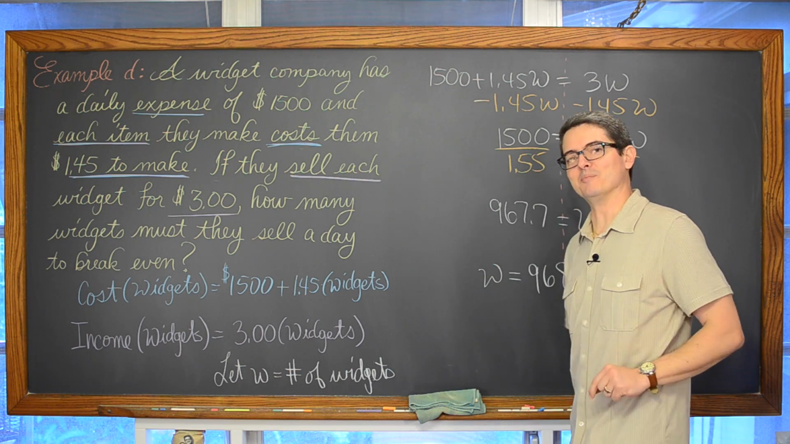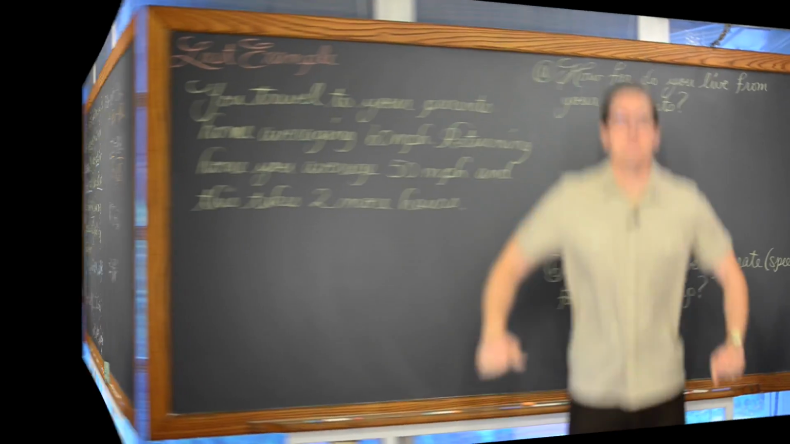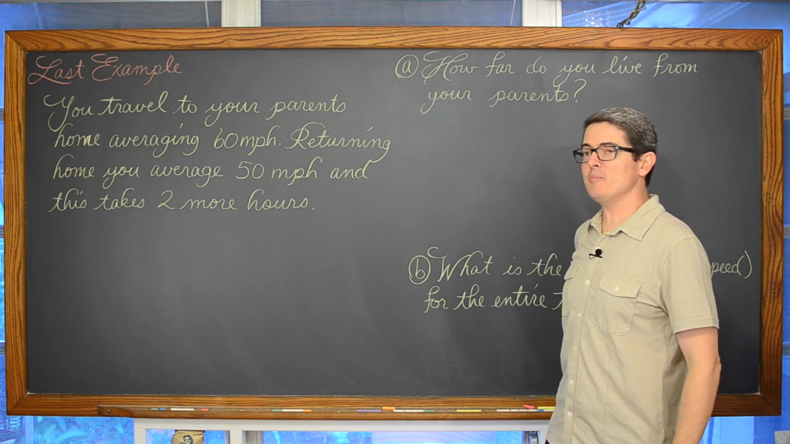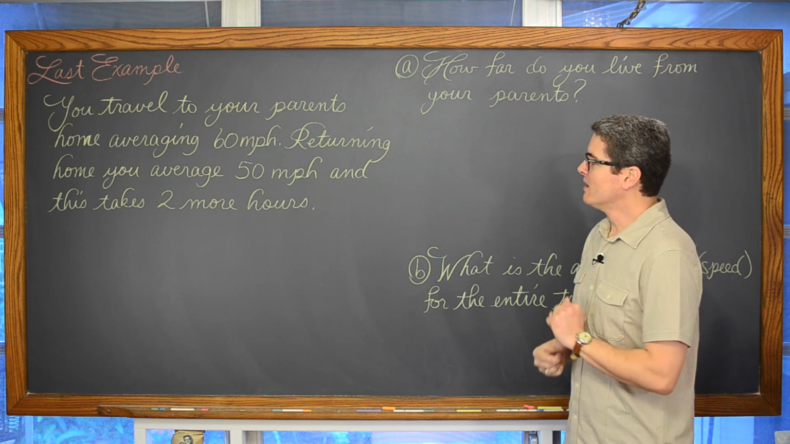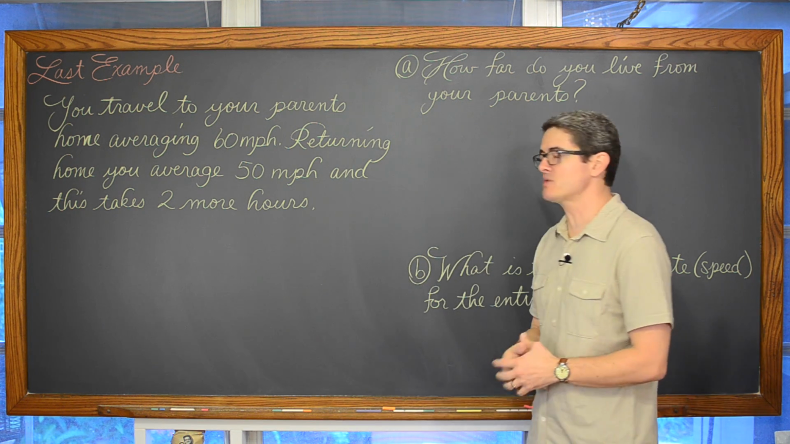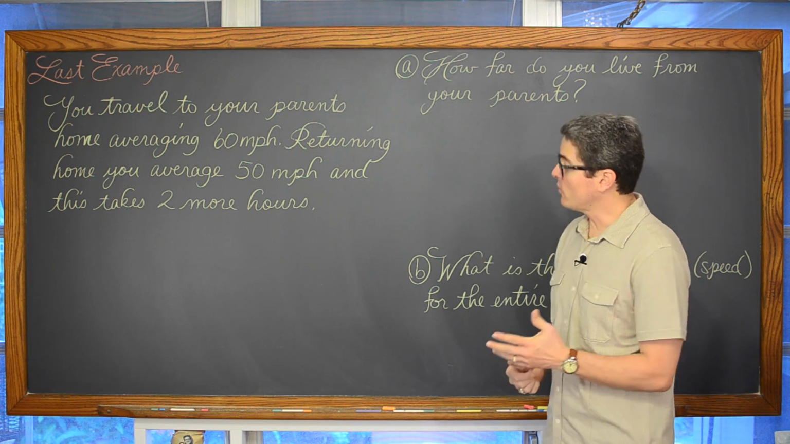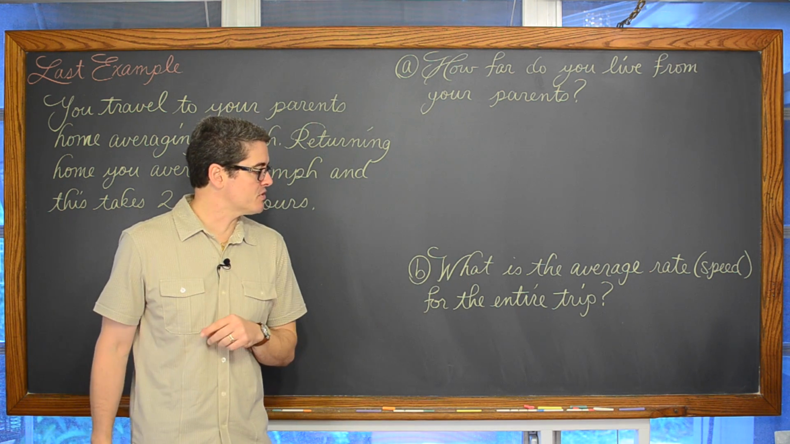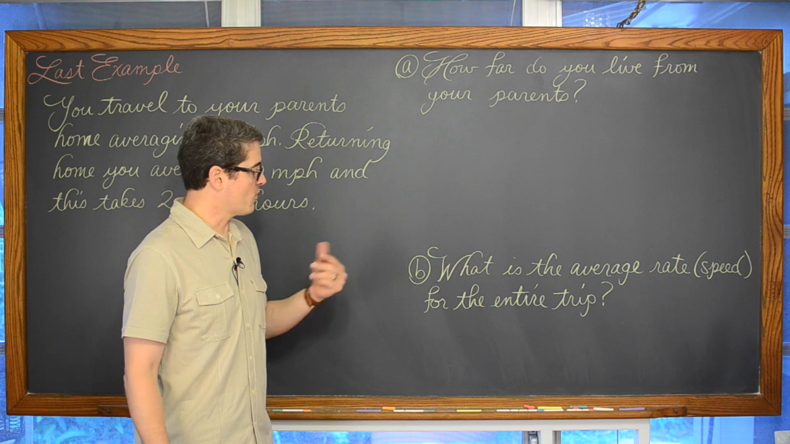Got one more word problem. Last example. You travel to your parents' home averaging 60 miles an hour. Returning home, you average 50 miles an hour, and it takes you 2 more hours to get home. How far do you live from your parents, and what is the average rate of speed for the entire trip?